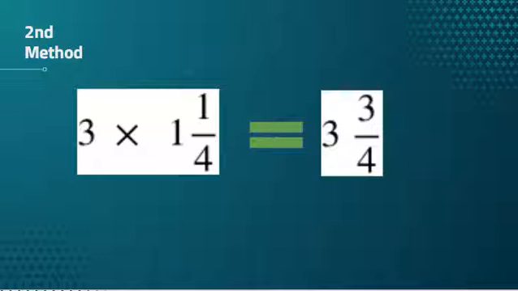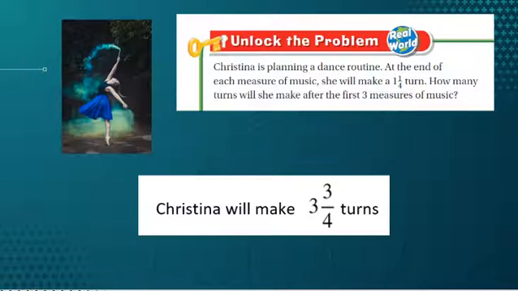If you have one that you would prefer, that is absolutely okay. Just make sure that you're not turning in your answer as an improper fraction. It needs to be a mixed number in its simplest form, is what we call that in math language. Let's make sure that we put our complete answer when we're solving something like this. So from both methods, we learned that Christina will make 3 3/4 turns.